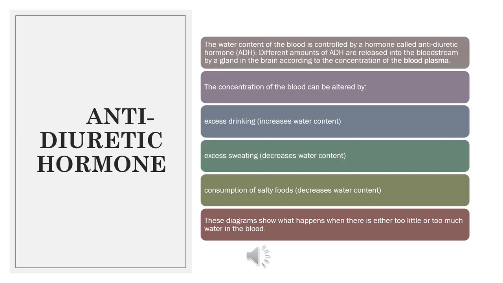The concentration of the blood can be altered by excess drinking, which increases water content. Excess sweating means decreases water content. Consumption of salty foods means decreases water content. These diagrams show what happens when there is either too little or too much water in the blood.